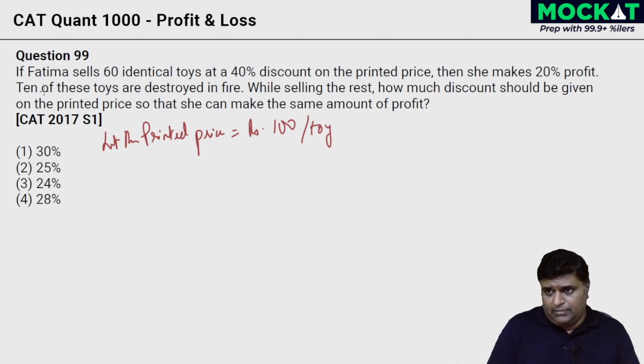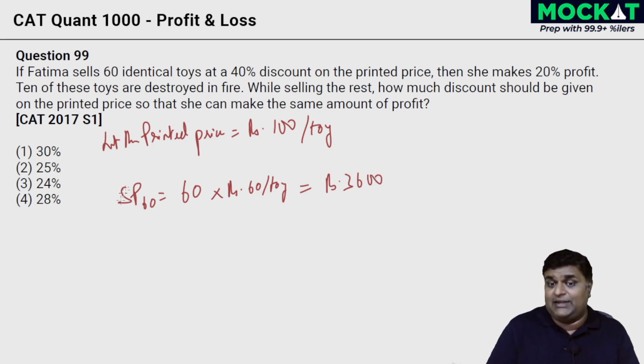Okay. What else is given over here? 60 of them were sold at 40% less than the printed price, right? Okay. So let's say 60 toys are sold at 40% less than this, right? 40% less than this is rupees 60 per toy. 60 toys are sold at 60 per toy, and that's coming to rupees 3,600. That's the selling price of 60 items. Okay, and this over here resulted in a 20% profit, right?